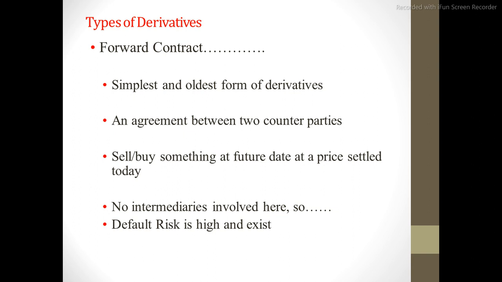That is why a second type of derivatives comes in, and that type of derivatives contract is called the future contract. The future contract is the second most important type of contract, which is similar to the forward contract.